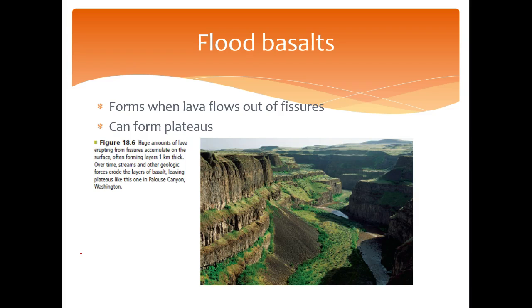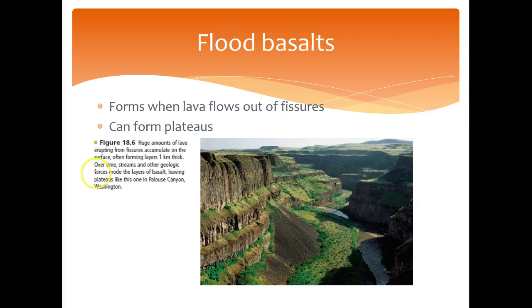Then we get to something called flood basalts, and we had this mentioned to us whenever we looked at the video about dinosaur extinction. But flood basalts form when lava flows out of fissures. And a fissure is just a ginormous crack in the earth. And over time, what you'll get is something called a plateau. And here's a picture of one.